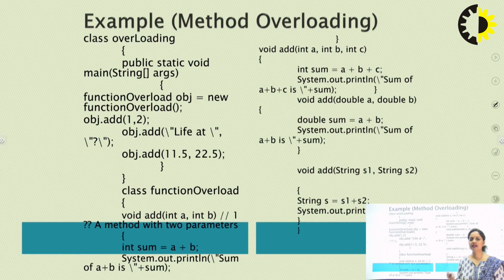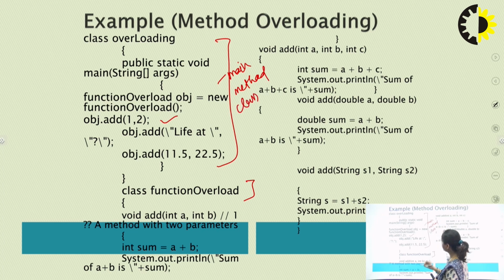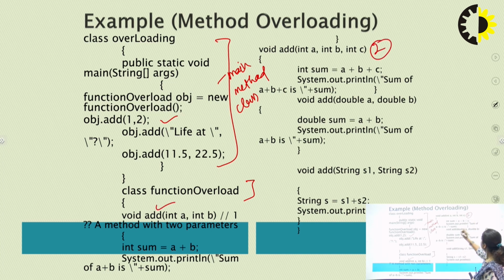Now next is a very big example of method overloading, an extra complex example where we will create an addition operation. Here we are overloading an add function. From here it will start. This is the overload class, and this is the main method class where we are creating our object. That is a simple concept. Here we are overloading add how many times? 1, this is 2, and this is 3, and after this is 4 times.